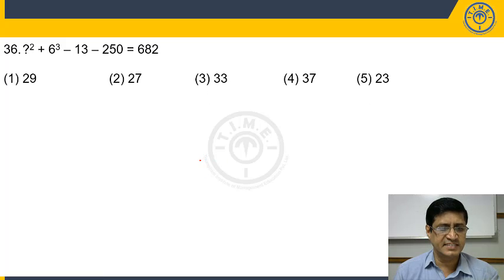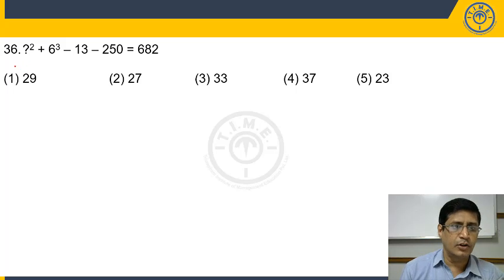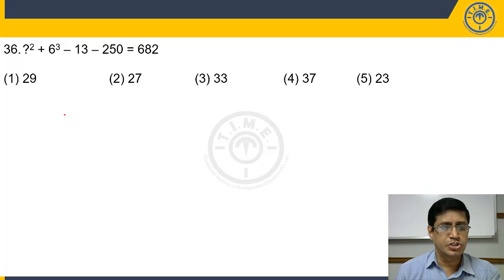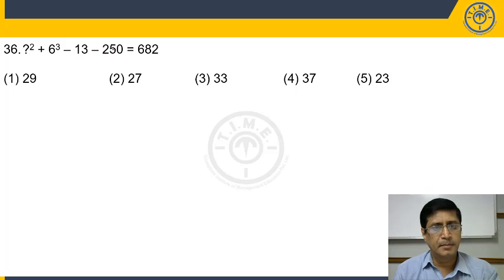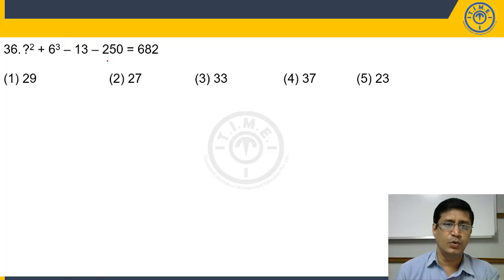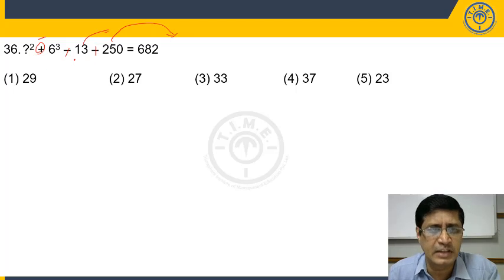Now look at the next example on your screen. Here, the question mark value we need to find. So 6 cube minus 13 plus minus 250 and 682. When you take these values to the other side, plus will become minus, minus will become plus. So what is the sum of these numbers?